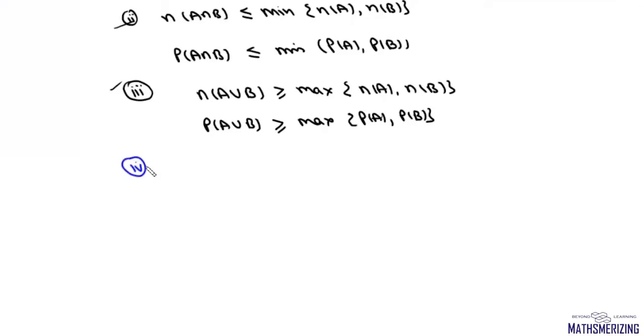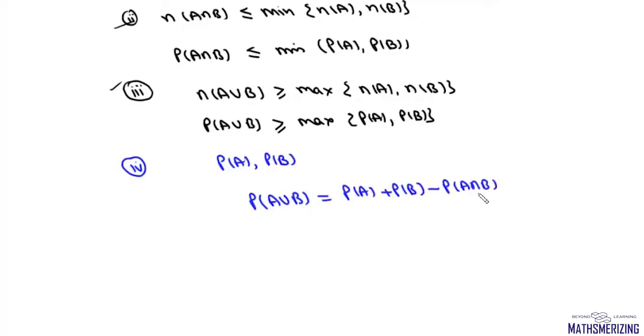Now, there will be some questions where we'll be given P(A) and P(B), and then we'll be asked to find the minimum or maximum value of A union B and A intersection B. Now, we know that probability of A union B is probability of A plus probability of B minus probability of A intersection B. Now, we know that probability of A union B is always greater than or equal to maximum of probability of A and probability of B, and it will always be less than or equal to P(A) plus P(B).